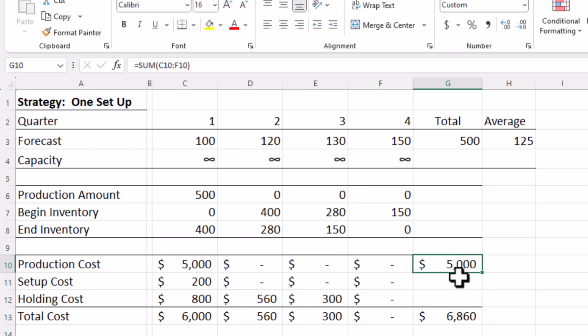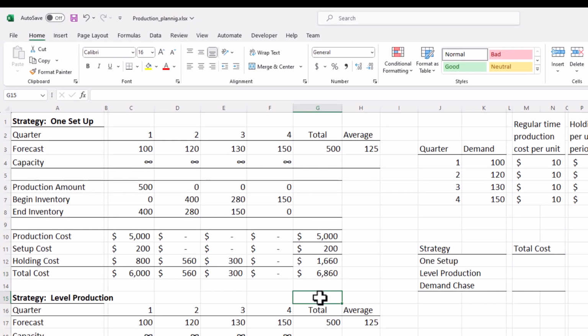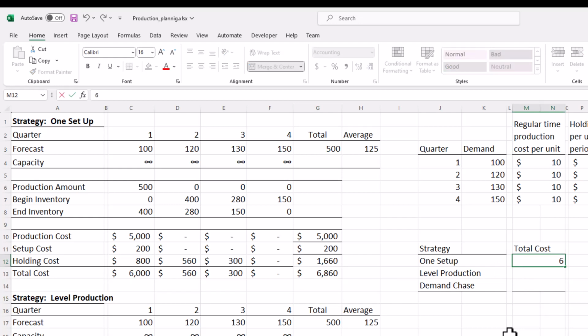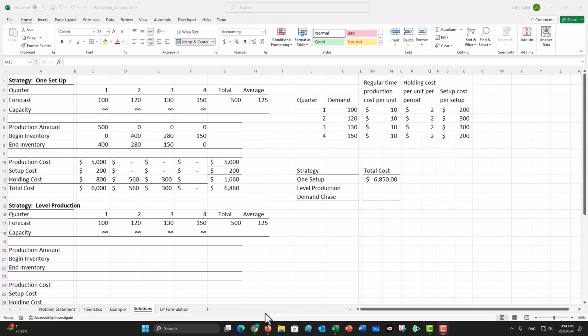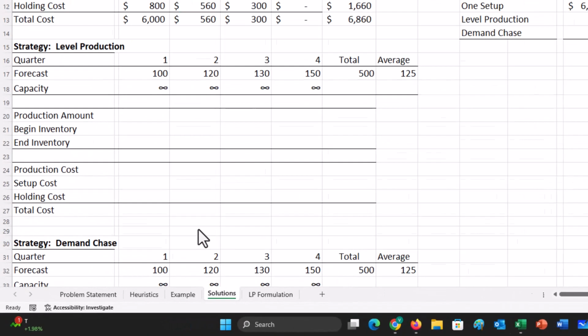And if I copy this formula all the way down, we can see that 5,000 plus 200 plus 1660 is equal to $6,860. And that is going to be the total cost associated with producing everything in the first period, incurring one setup cost, but then carrying inventory all the way to the other one. I'm going to record the total costs in here so that we can later compare them. It's $6,860. Now let's go ahead and see how the level production strategy works.